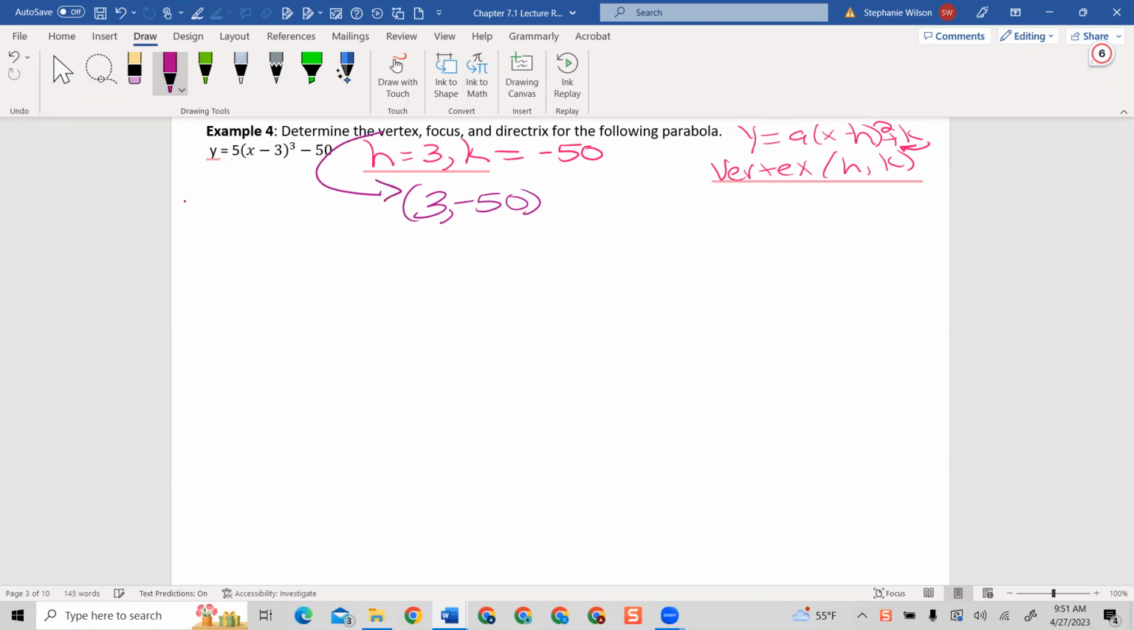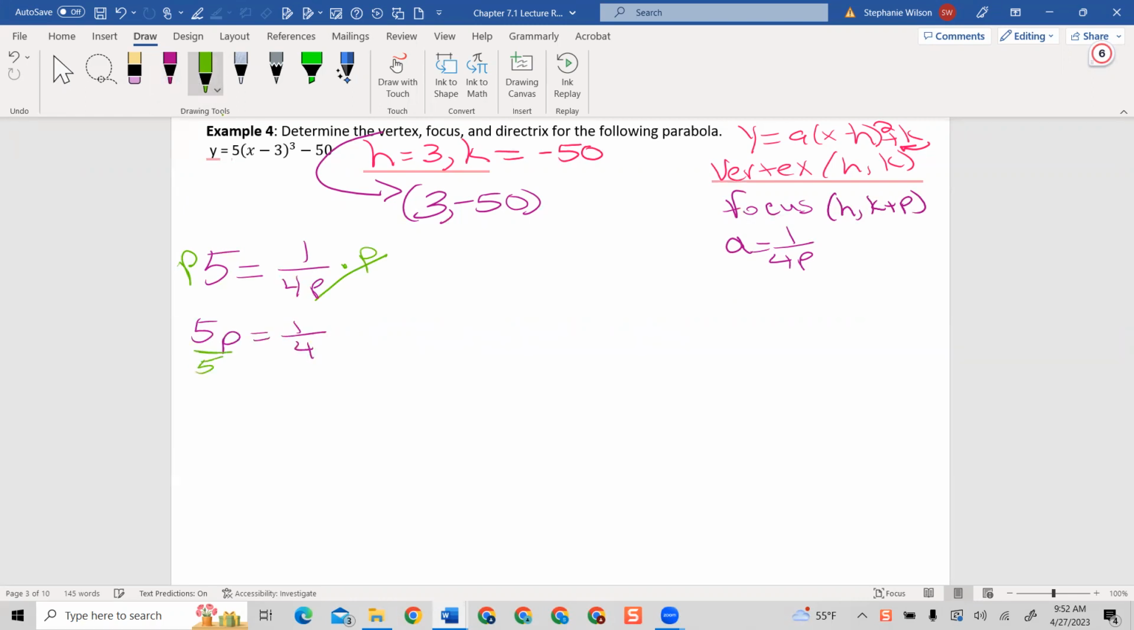Now let's figure out what the focus is, but before we can go any further, we need to figure out what P is, because remember, focus is going to be (H, K plus P), and I don't know what P is. So we're going to use the formula A equals 1/4P. I know what A is though, so that makes it easier. I'm going to say 5 is equal to 1/4P, and now let's multiply both sides by the P so we can undo or pull it out of the fraction, right? So once I've done that, now I have 5P is equal to 1/4, and I need to divide by this 5.